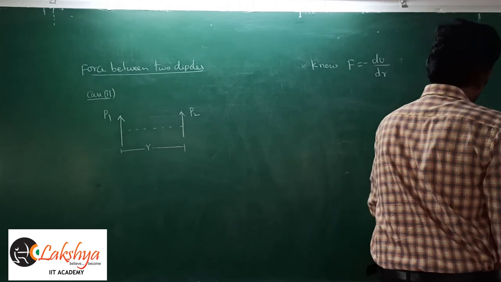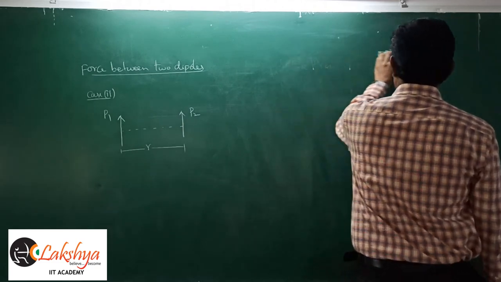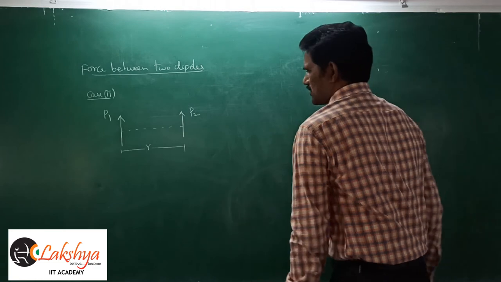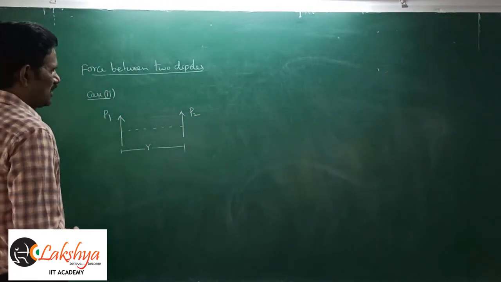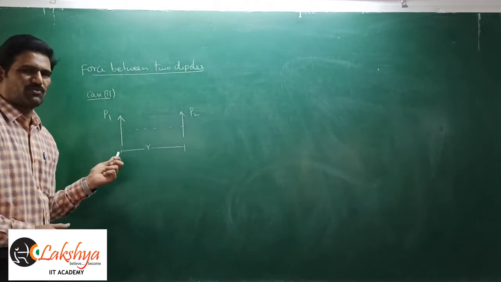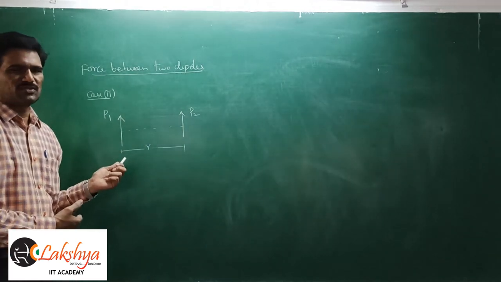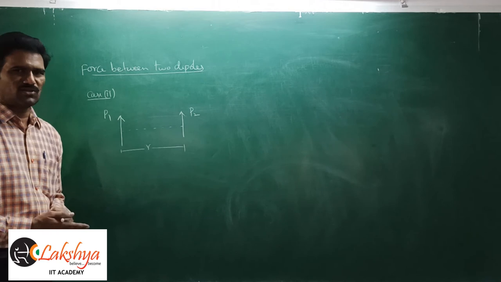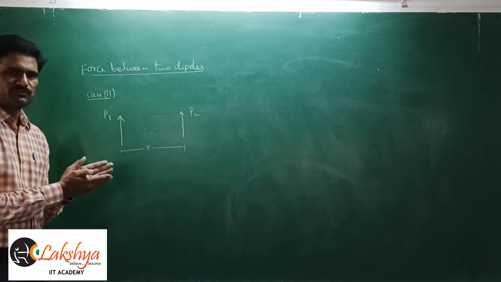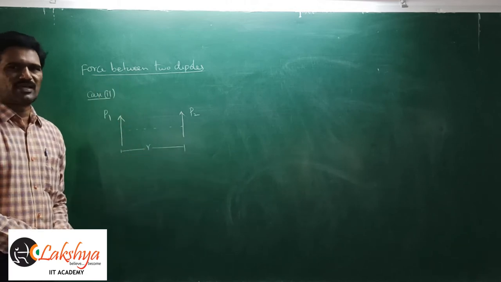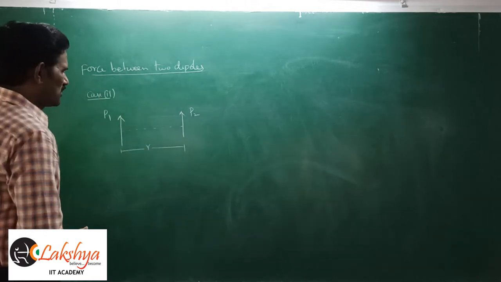Similar procedure. First we write the electric field produced by one dipole. Previously we discussed the electric field produced by P1 on P2. You may take the reverse also: the electric field produced by P2, and write the potential energy of P1. You can do the reverse calculation also; both will be the same only. So one dipole is taken to produce the field, and the other dipole is lying in the field produced by the first dipole.